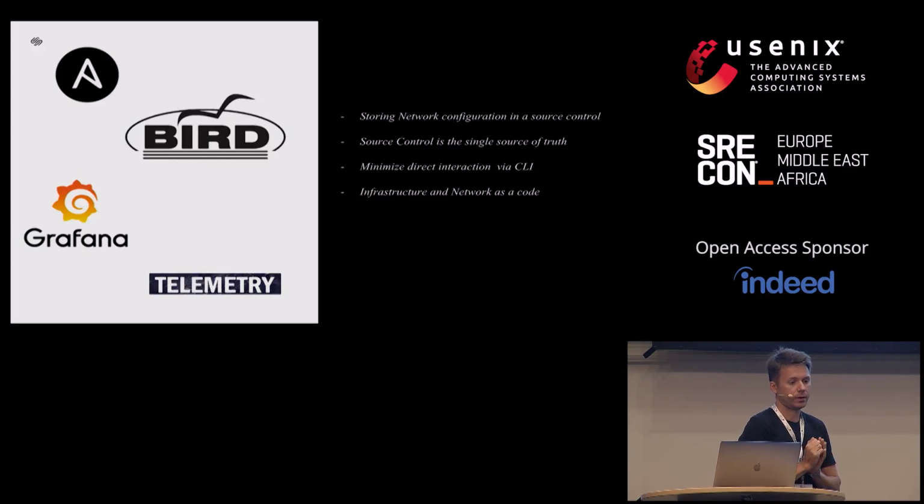To summarize, I just showed a couple of examples of how we applied network automation at Squarespace. We keep all configuration in the source code, and it's a single source of truth for us. We are trying to minimize CLI interaction with the network, because that's where errors and human mistakes happen. We are doing infrastructure as code and network as code, and we are contributing to self-service infrastructure. Thank you all very much.